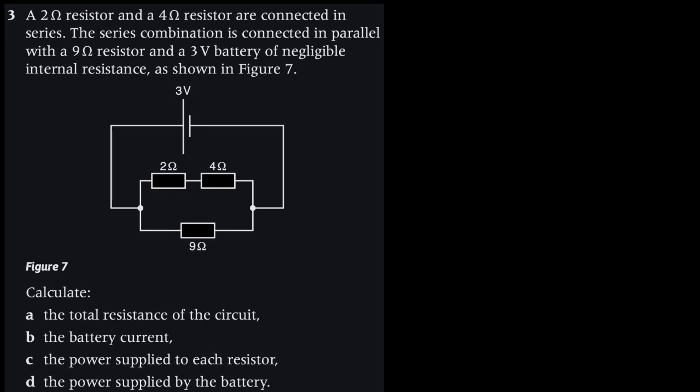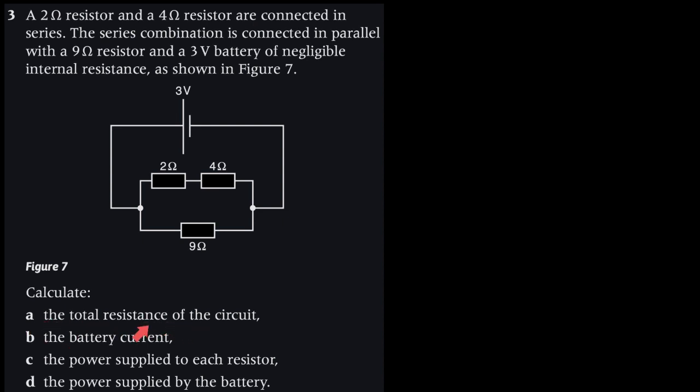So this question says a 2 ohm resistor and a 4 ohm resistor are connected in series, and then the series combination is connected in parallel with a 9 ohm resistor and a 3 volts battery of negligible internal resistance as shown. Calculate in part A the total resistance of the circuit.